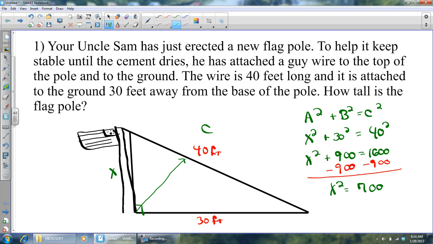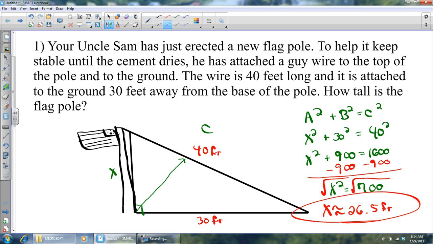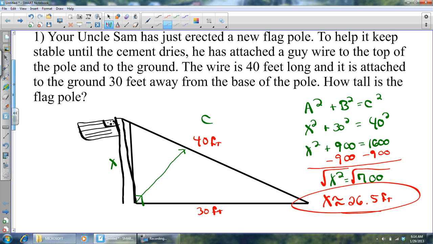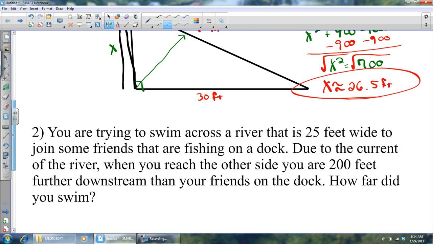To undo a square, I take the square root. I don't believe that's a perfect square, so I'm going to use my calculator. And the square root of 700 is going to be approximately 26.5 feet, and that's rounded to the nearest tenth. See how simple that was? All you had to do is draw the picture. I actually think it's kind of fun because it's like I made something out of nothing. I looked at those words, turned it into a picture, and then applied math to it.